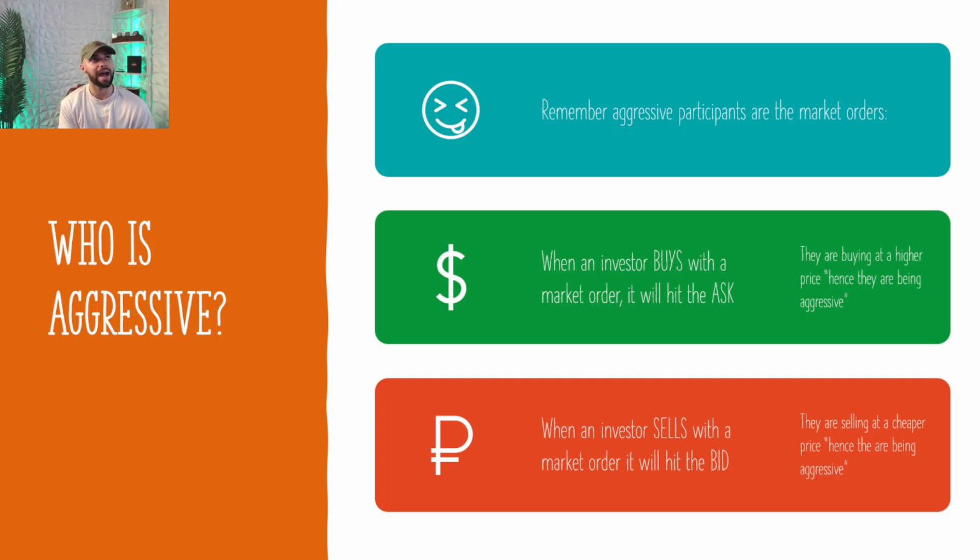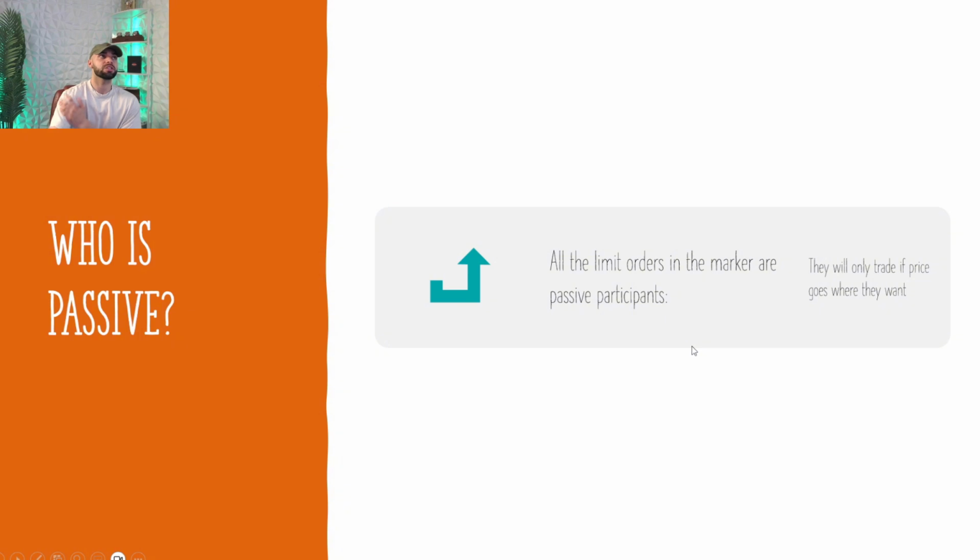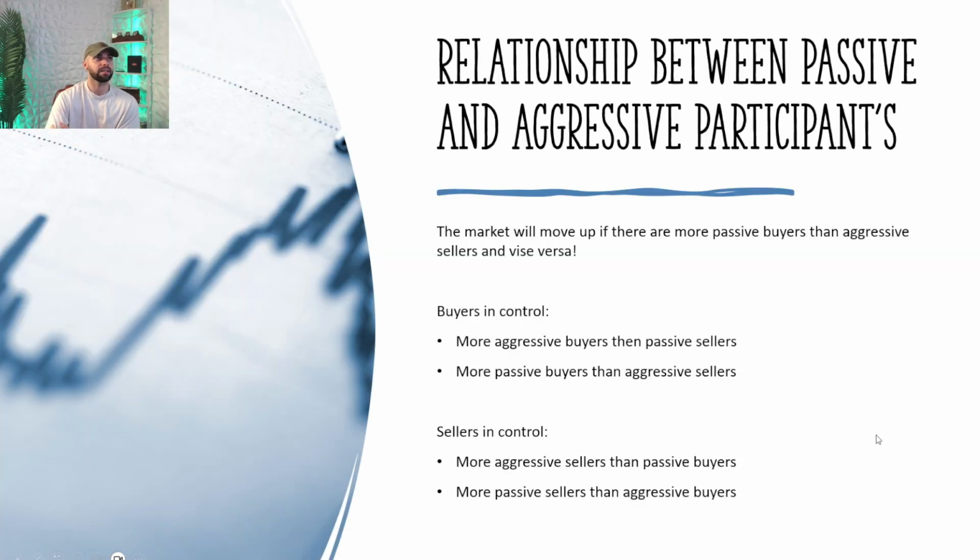They're buying at a higher price. They're willing to pay more for this asset, so they're being aggressive. When someone sells with a market order, it will hit the bid. They're willing to sell for a cheaper price, hence they're being aggressive. So the passive orders are all the limit orders sitting in the market, right? They're all the limit orders, stop orders, entry orders. These are the people who will trade only if price gets to where they want it to get.